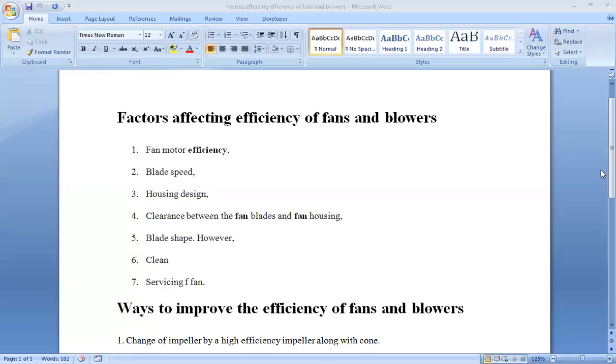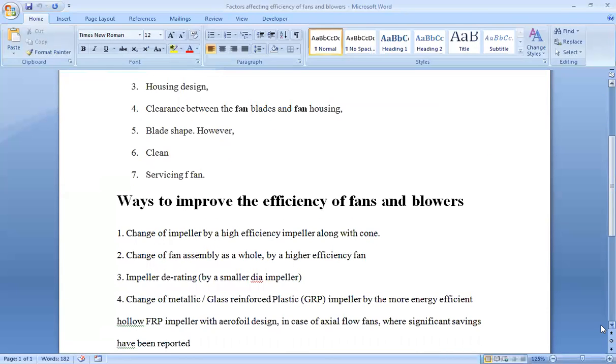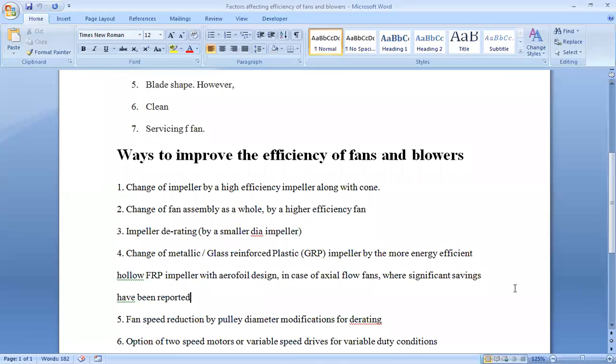The next point is servicing of the fan. If we do not do the servicing or even overhauling of the fan, the efficiency suffers. We have to do frequent servicing of the fan so that its efficiency is increased. We have to change the grease, change the bearings, even overhaul the fan, and tighten the nuts and bolts of the fan so that the efficiency of the fan is increased.